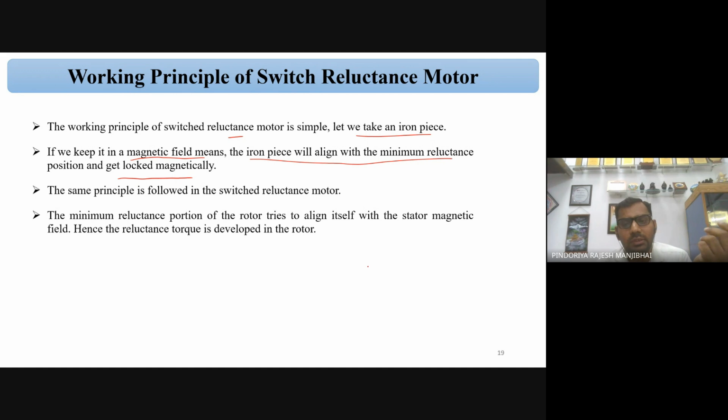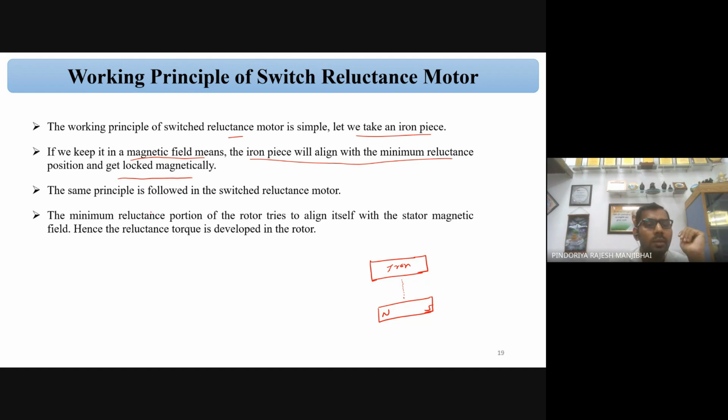Suppose this is your iron piece, and suppose this is a permanent magnet, with a north pole and a south pole. Correct. Suppose you slowly move it near the iron piece. What happens? The magnetic field lines follow the minimum reluctance path, so most of the lines are close to the air gap.